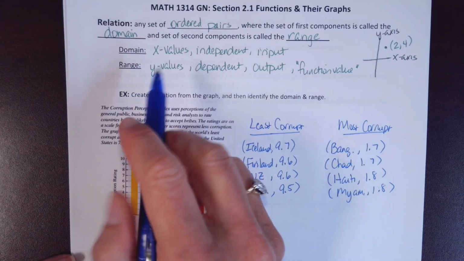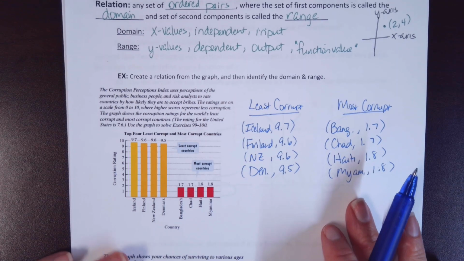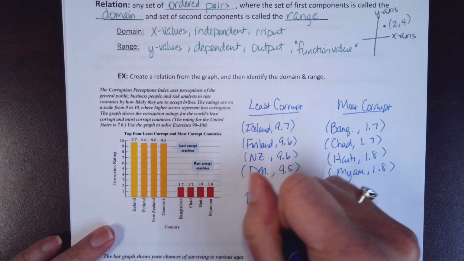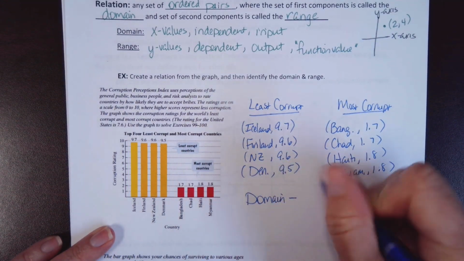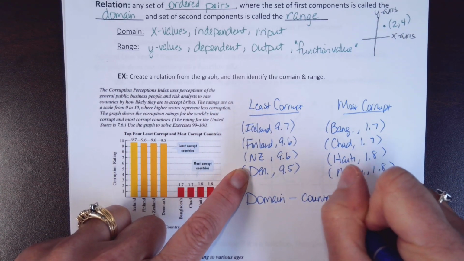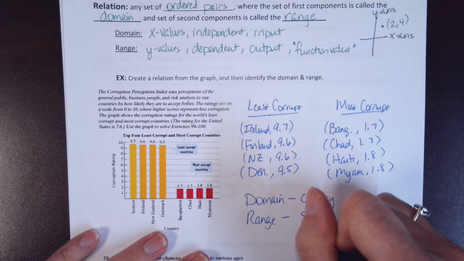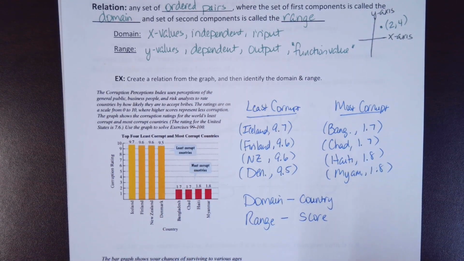Now, we said that generally domain is the set of x values, range is the set of y values. This looks a little different, but our domain is still our input. We are looking up our country, that's our input, and our range, our output, is that score, that corruption index score.